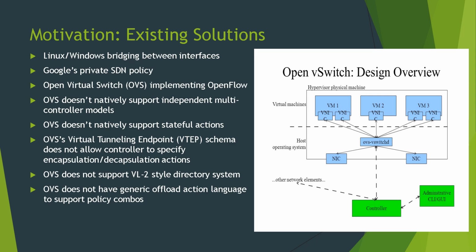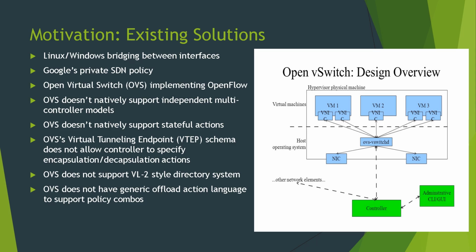Third was OVS's VTEP schema, the virtual tunneling endpoint schema. It didn't allow controllers to specify their own encap and decap actions. This would obviously violate Microsoft's goal number 3 for their own vSwitch.